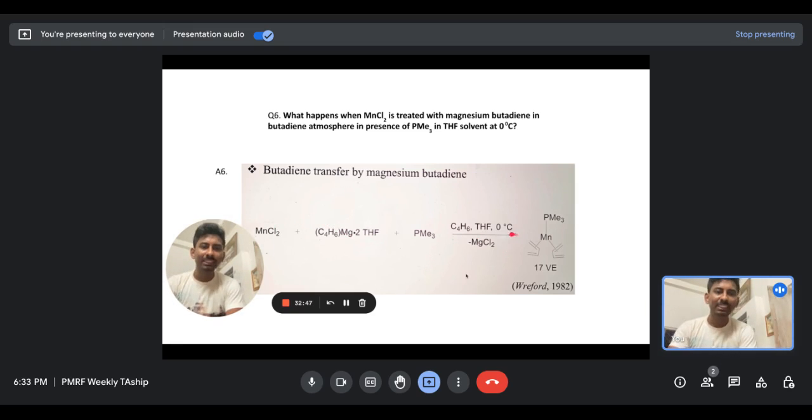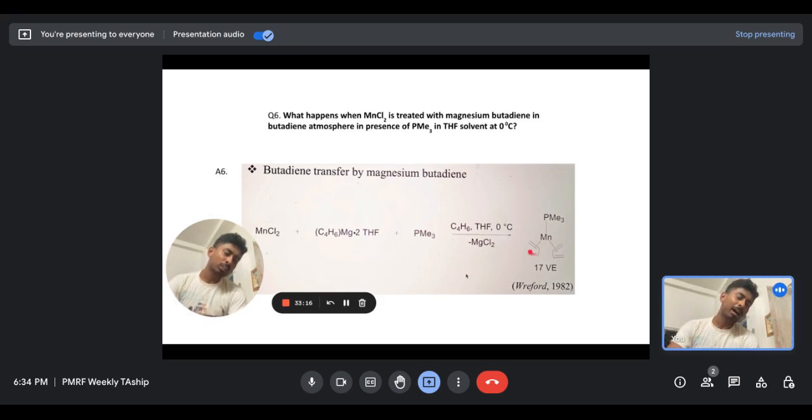So what happens in this case, this PMe3 is a very strong sigma donor ligand. So PMe3 comes and gets bound to this manganese center. This is a manganese 0 center because it is already reduced from Mn2+ to Mn0. And then this 1,3-butadiene C4H6 moiety comes into the picture and gets bound to this manganese center, to increase the electron count so that it does not remain electronically unsaturated.